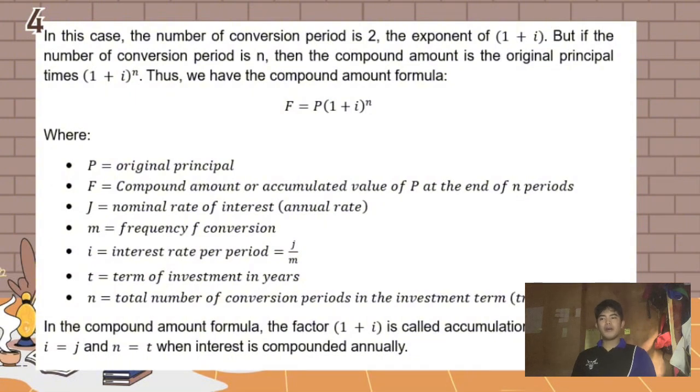In the compound amount formula, the factor 1 plus I raised to N is called the accumulation factor. Note that I is equal to J and N is equal to T when interest is compounded annually.